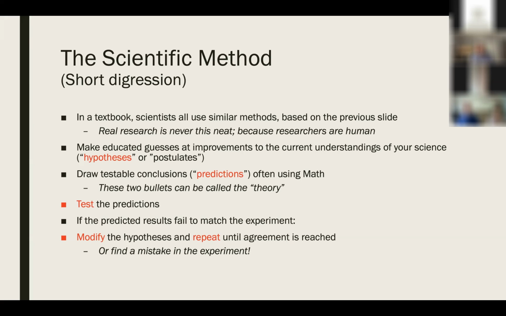Then the key thing is one tests the predictions. And if you have a mismatch, you have to do one of two things. You modify the assumptions, and you keep making modifications until you can agree with the experimental results. Or the ideal from the theorist's standpoint, of course, is to find that there's a mistake in the experiments. One or the other has to give.